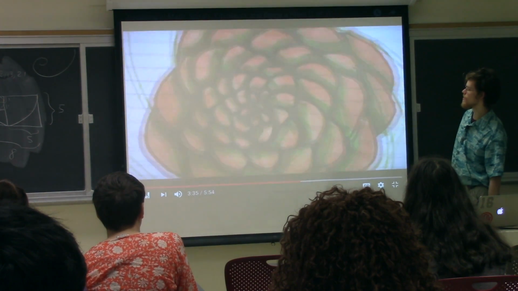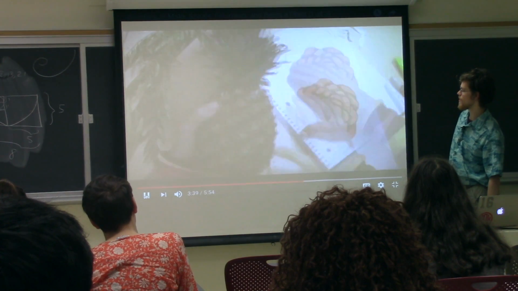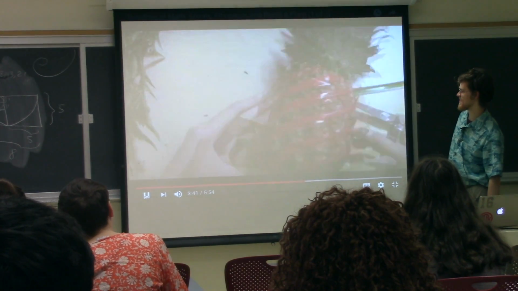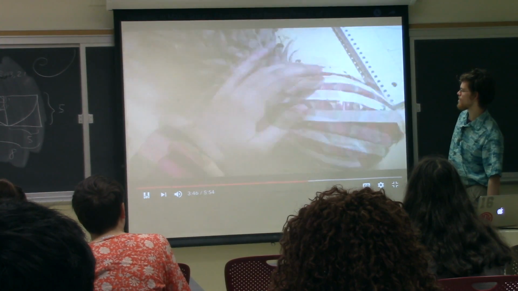So there's Fibonacci numbers in pine cones, but are there Fibonacci numbers in other things that start with pine? Let's count the spirals on this thing. 1, 2, 3, 4, 5, 6, 7, 8, and 1, 2, 3, 4, 5, 6, 7, 8, 9, 10, 11, 12, 13.